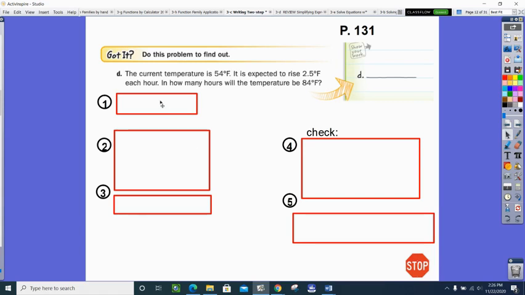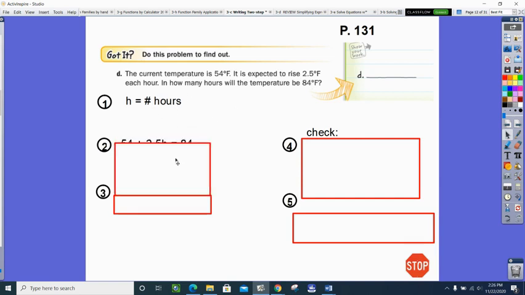Okay, so now you don't have to have the same variable as me, but it should represent the number of hours. So you could have used N, Q, whatever. I used H is the number of hours. Now we start at 54 and we're going to go up 2.5 degrees every hour. So that 2.5 is varying. And we're wondering, when will it equal 84 degrees? This is your equation.